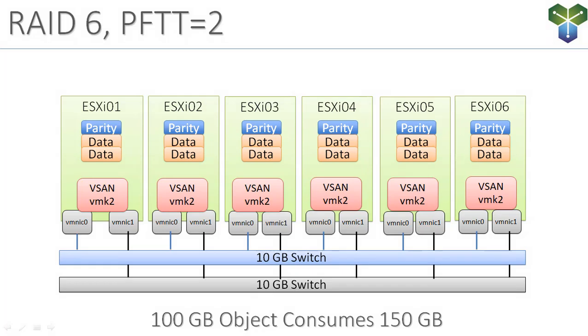Same with RAID 6. They have to be all flash, but with RAID 6, the big benefit here is that my failures to tolerate jumps from 1 to 2. It is going to cost me a little bit of space here. Each 100 gig object is going to consume 150 gigabytes of space, but it's still way more efficient. So that's how my vSAN objects are stored on my cluster. And again, it largely depends on the RAID method you've chosen. Just bear in mind, RAID 5 and RAID 6 are definitely much more space efficient, but are only available in the all-flash configuration.